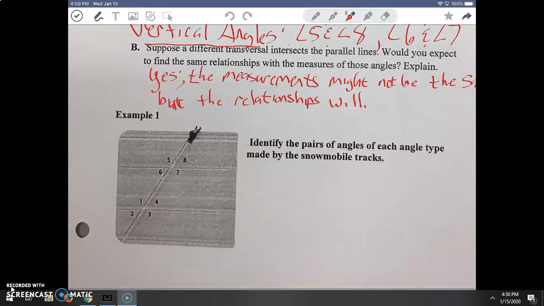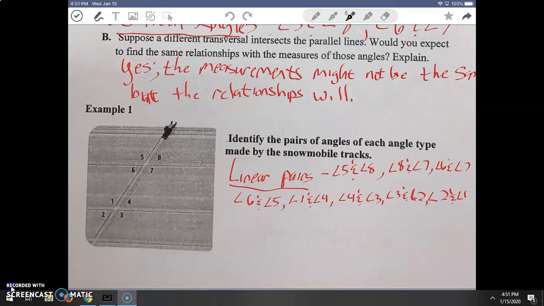Identify each pair of angles of each angle type made by the snowmobile tracks. Okay, so this is roughly about the same as what we did above. Hopefully you can pick out your linear pairs. In fact, I'm probably going to pause it, come back, and identify the linear pairs again. I've identified all the linear pairs. Since there's a lot to write down, maybe pause this, or if you didn't understand something, you can always rewind. So I listed all our linear pairs, okay?